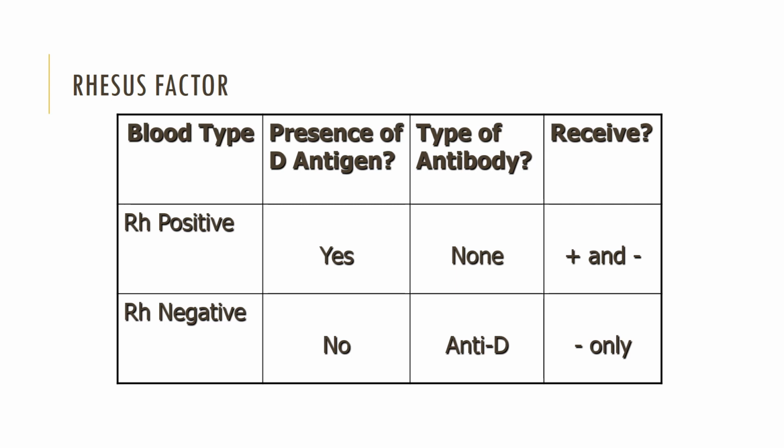The Rh system, as I noted, is named from its first discovery in the rhesus monkey. Individuals whose red blood cells possess the D antigen are Rh positive, while individuals without the D antigen are said to be Rh negative.